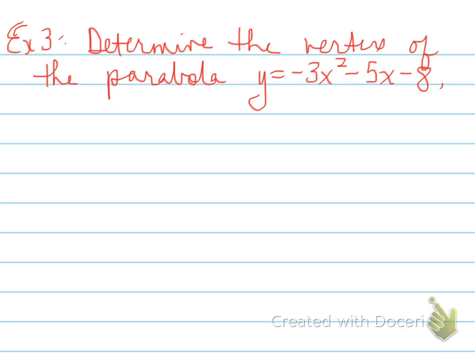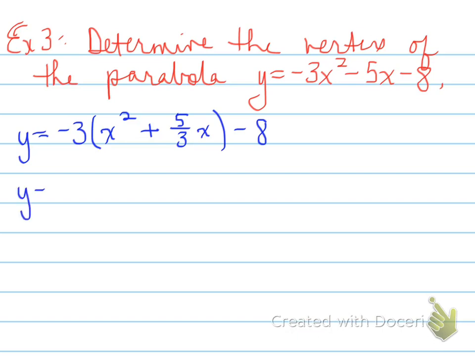So we start off with y equals, and we take out the jacket. So the jacket leaves us y equals negative 3 on the outside, (x squared plus 5 over 3 x) and then minus 8. Next step, y equals negative 3 (x squared plus 5 over 3x), and we're going to invite twins to the party.